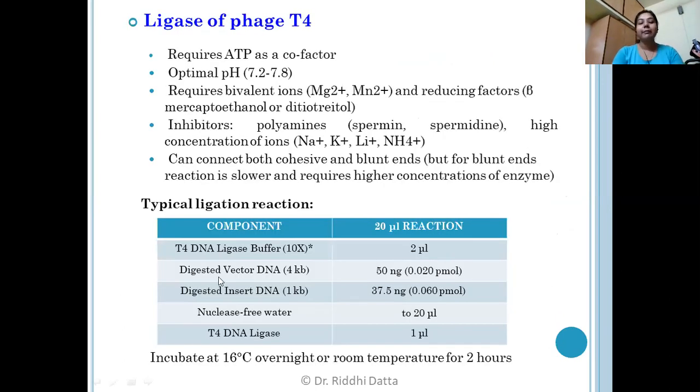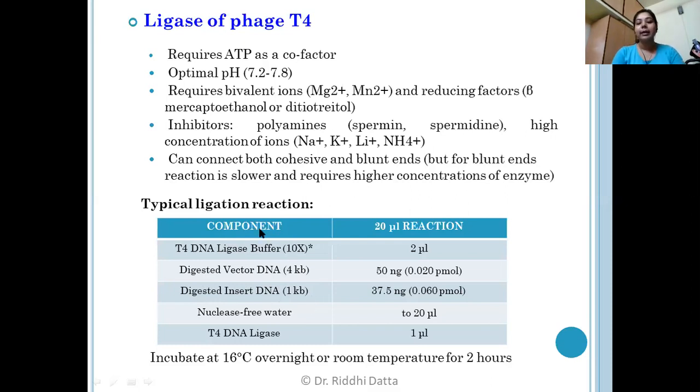All right. Now let's have a look at a very commonly used condition, how we set up a ligation reaction. A ligation reaction requires several components. The first one is, of course, our digested vector and the digested insert DNA. And we must keep in mind that both the vector and the insert have to be digested with the same pair of restriction enzymes. If we are using sticky end enzymes or blunt end enzymes, different enzymes can be used. So we have vector DNA and insert DNA that has already been digested.